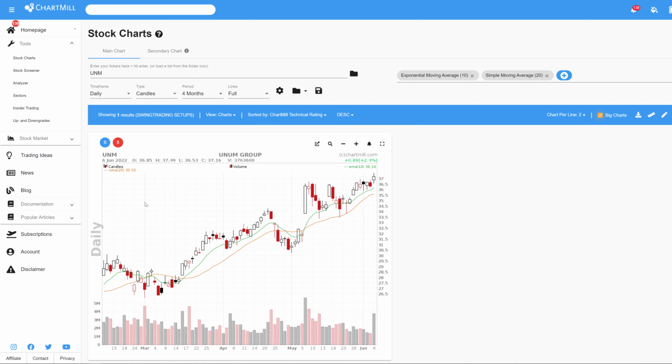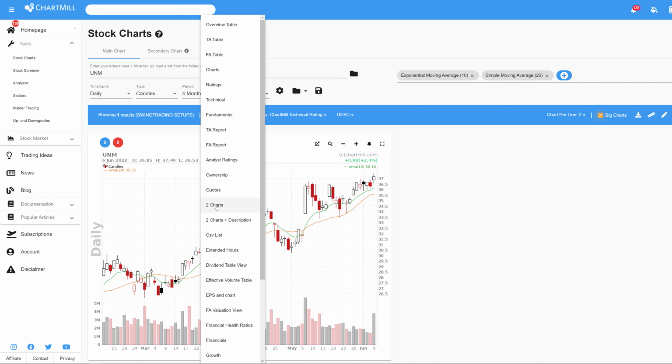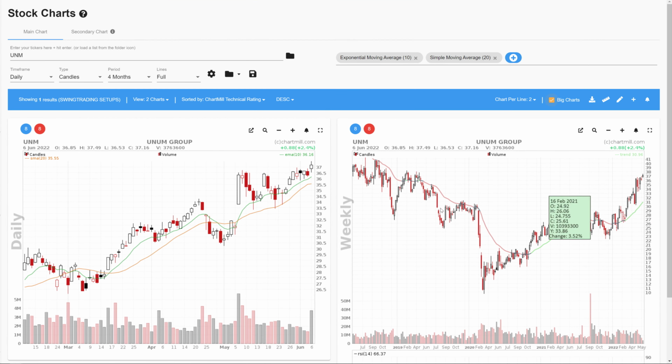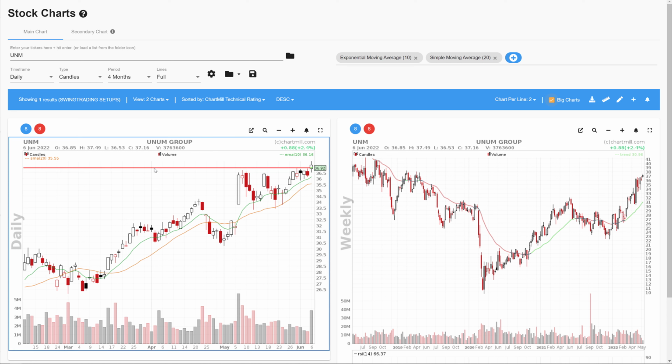So this is the daily chart. Once again, I'm going to change this to the two charts. So this is the weekly chart, the daily chart. Some decent volume, a nice breakout above resistance, above this level, and the exact price above is 36.93. Now I want to go long, so I'm going to use the position sizing tool.